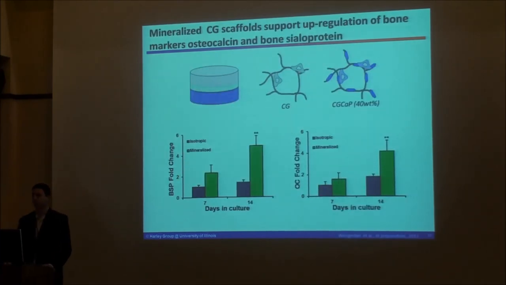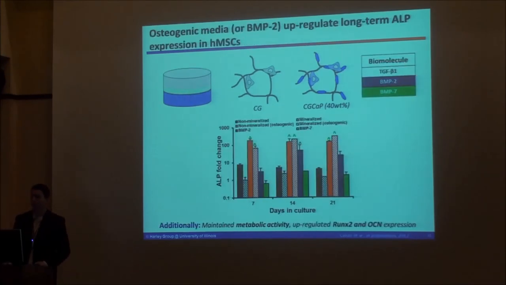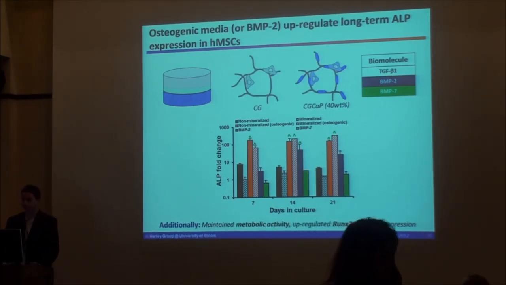Moving on to the osteogenic compartment, we first showed that by simply incorporating a mineral phase into our CG scaffold, we were able to promote upregulation of a couple of different bone markers here, bone sialoprotein as well as osteocalcin. Further supplementation with either BMP2 or standard osteogenic supplements, not unexpectedly, was able to promote an even higher increase in some of these markers. This is looking at ALP activity, for example, where really the combination of a mineralized scaffold with osteogenic supplements got us the best results.